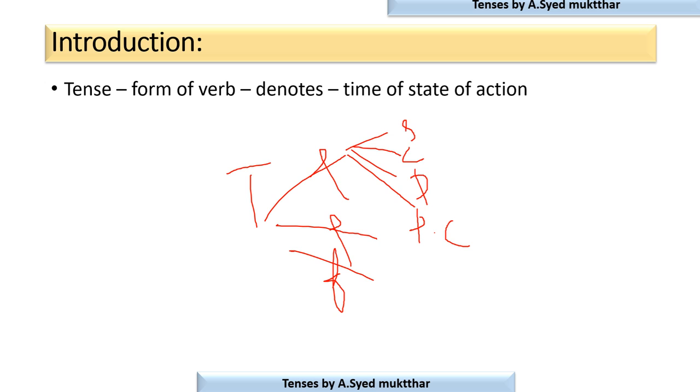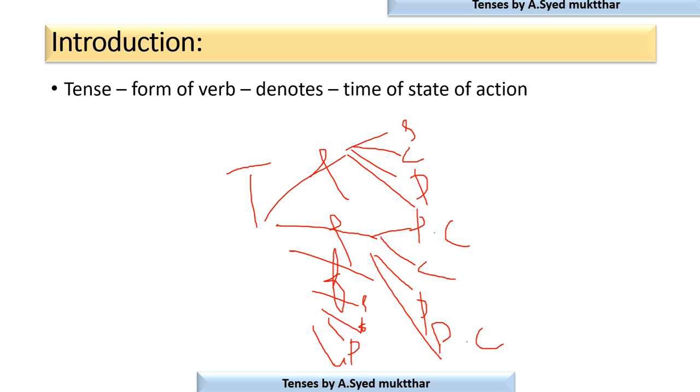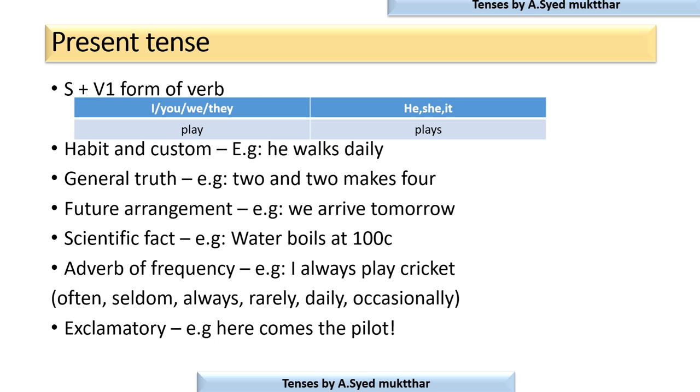So subsequently we can classify past as simple past, past continuous, past perfect, and past perfect continuous. So next is future. Future can be classified into simple future, future continuous, future perfect, and future perfect continuous. So there are 12 types of tenses available in the English language. So first is the simple present tense.